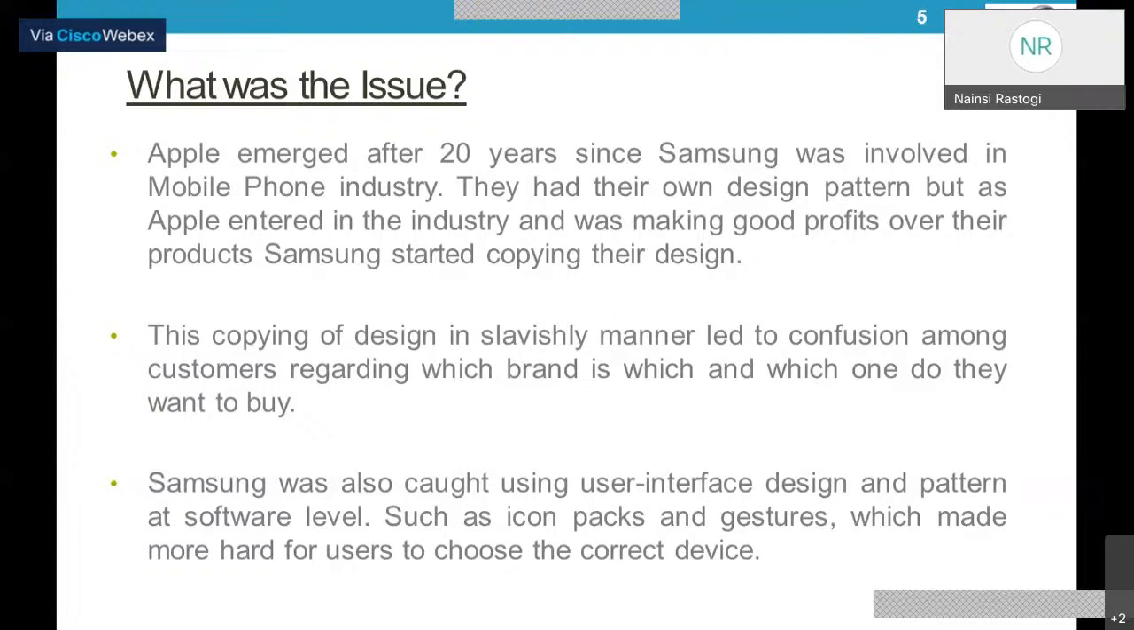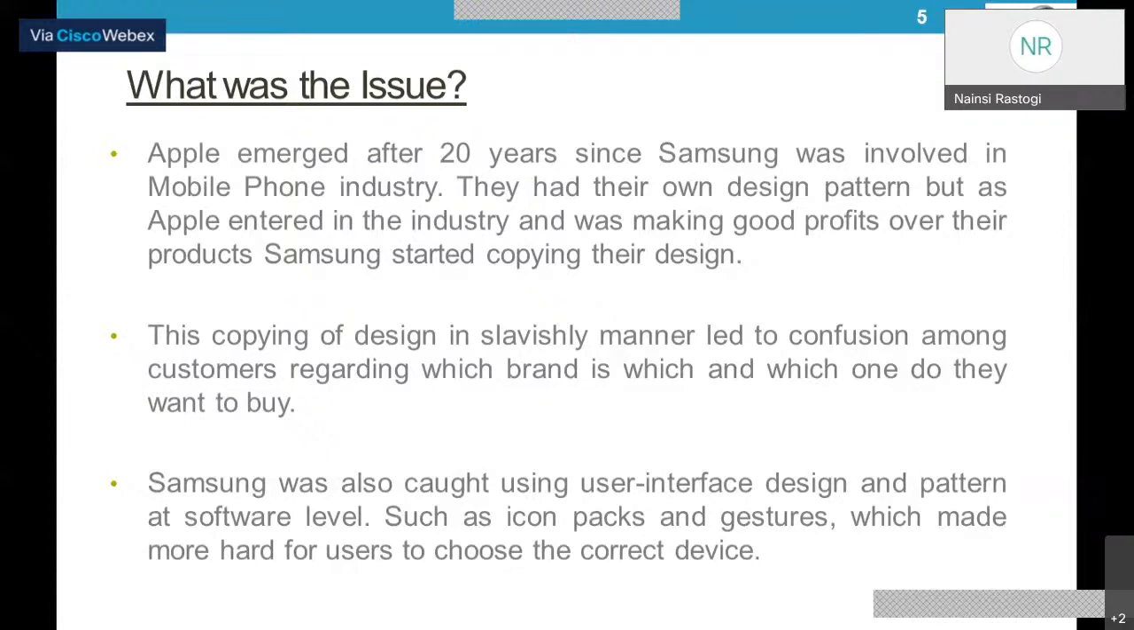So further, Apple was caught using user interface design and patterns at the software level. Apple said Samsung is not only copying the design, Samsung is also copying the user interface and the patterns at the software level, such as icon packs and gestures, which made it harder for users to choose the correct device.